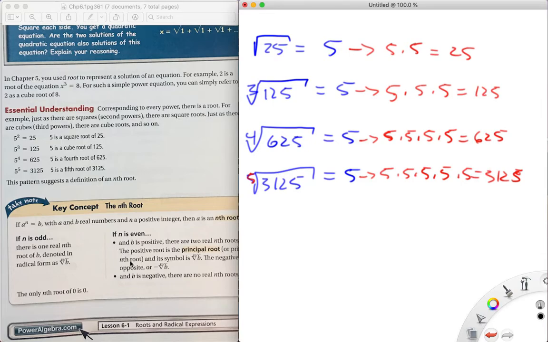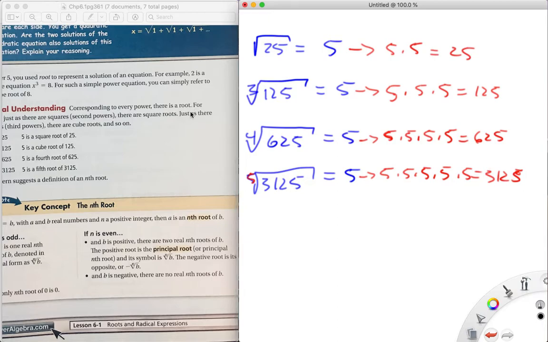If n is even and b is positive, there are two real roots of b. The positive root is the principal nth root, and the symbol is the nth root of b, and the negative root is its opposite, negative nth root of b. And if b is negative, there are no real nth roots.